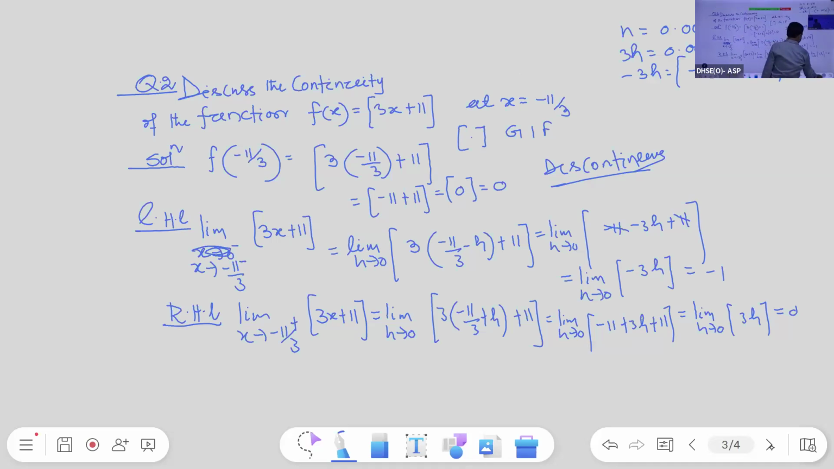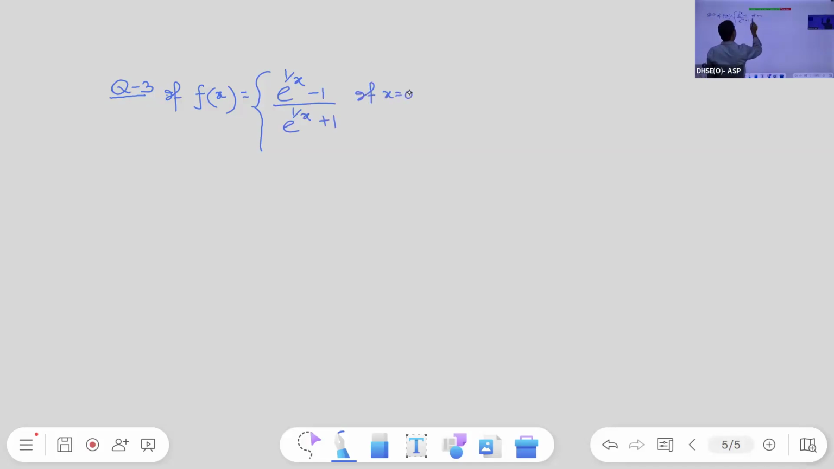Okay, let's move forward to the next question. Question number 3. If f of x equals e raised to the power 1 by x minus 1 upon e raised to the power 1 by x plus 1, if x is not equal to 0, and 0 if x is equal to 0, then discuss the continuity of the function.